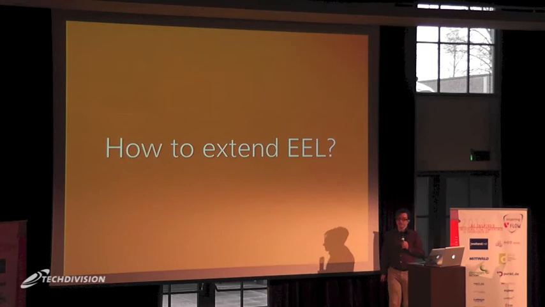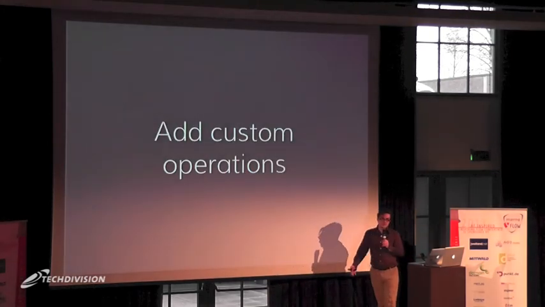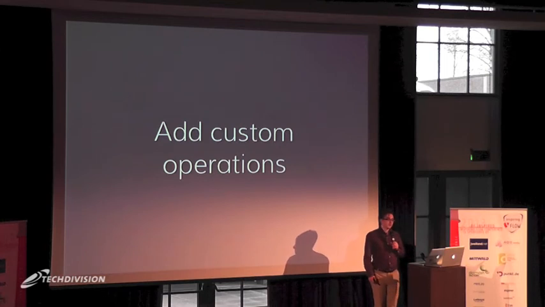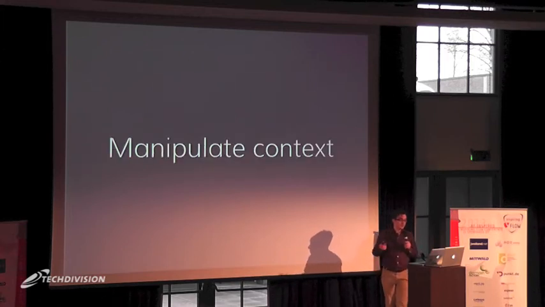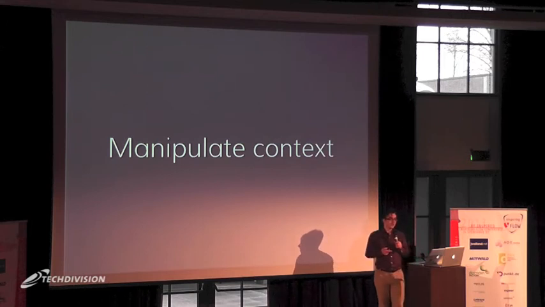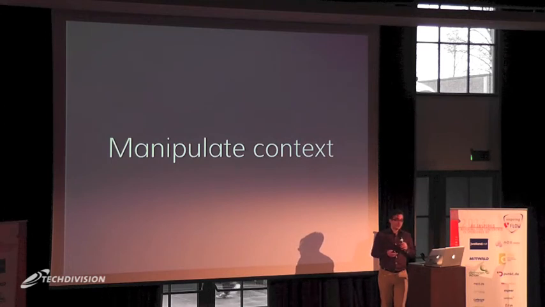So how do I extend EEL? I can add custom operations. There's the children operation. If you want a parent operation, you can implement that. I don't know, if you want something special as an operation for the collections, you're free to implement that. Some special filters, for example. And you can manipulate the context. That's something I talked about already. Basically, you can put anything into the context. It doesn't need to be a collection, it can be a single object that you want to access in your specific EEL expression.